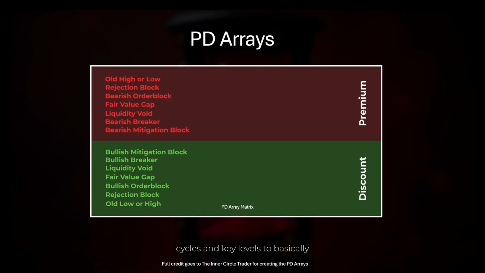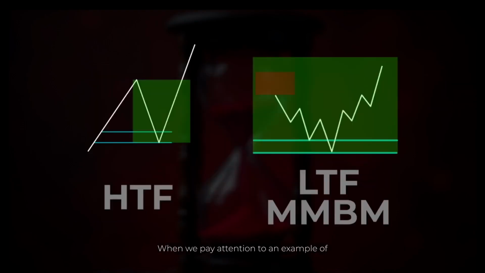Now, when it comes to these arrays, it's important to note that we can blend these with time cycles and key levels to basically anticipate where swing points are going to form. And that is what I will teach you during this lecture. When we pay attention to an example of this taking place, what you could see is that on the left you can see a higher time frame chart of any given market, and on the right you can see the lower time frames.